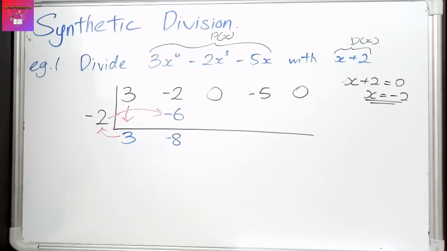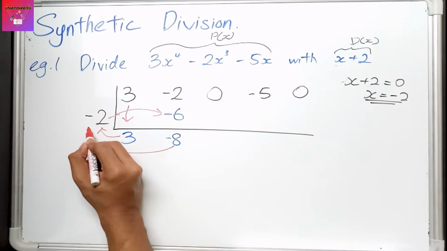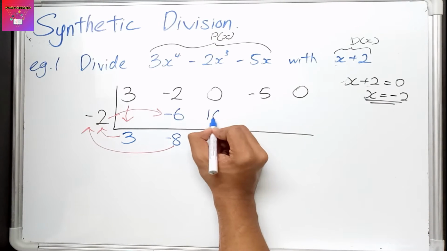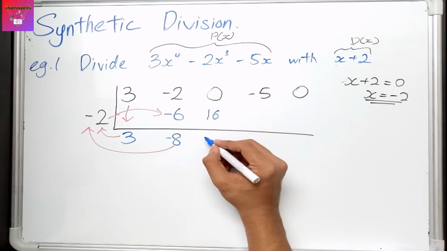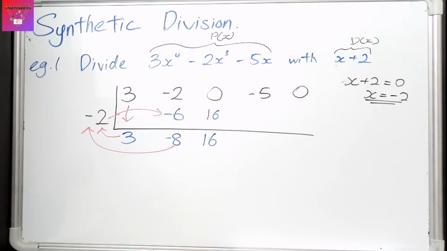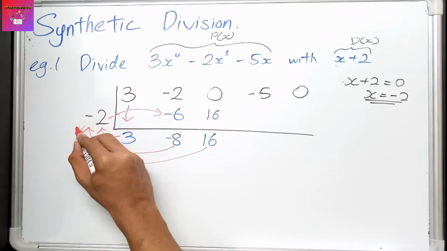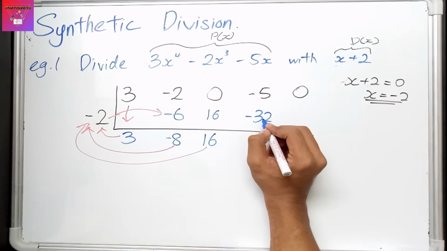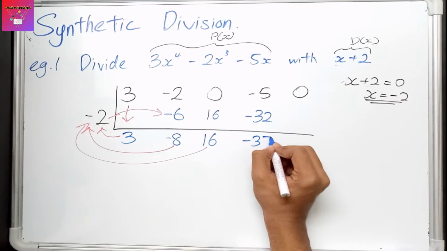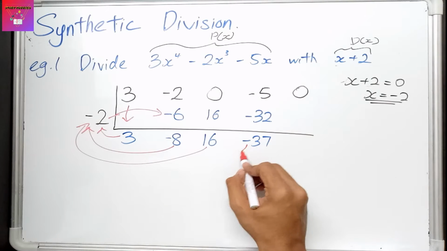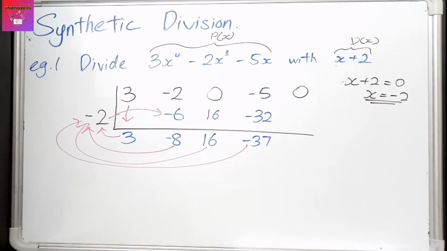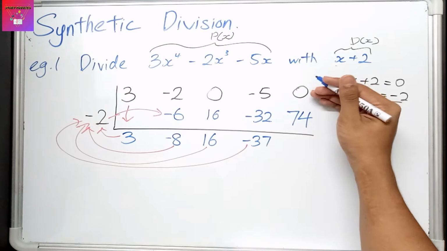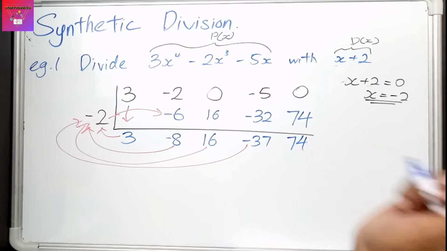Then I'm going to repeat this again: negative 8 times negative 2, and write it down over here. Negative 8 times negative 2, I'm going to get positive 16, and then 0 plus 16, I'm going to get 16. Next, 16 multiplied by negative 2 again, I'm going to get negative 32. So negative 32 minus 5, I'm going to get negative 37. And again I repeat it: negative 37 times negative 2, and I'm going to get positive 74. Then 0 plus 74, I'm going to get 74.